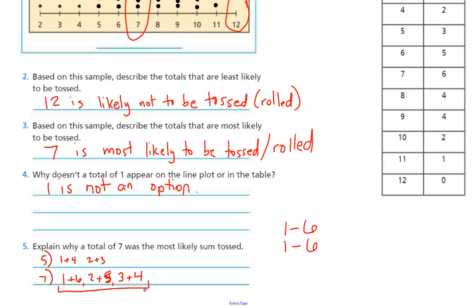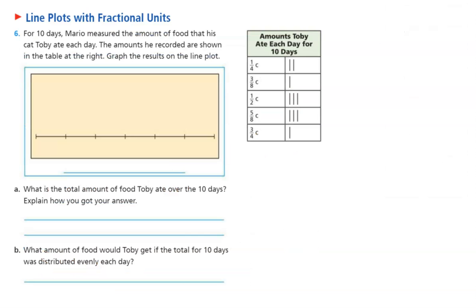So 7, my teacher manual says, because there are more combinations possible that result in the sum of 7, I would expect the sum 7 to occur most often. You don't have to write that all down. But let's go ahead and zoom to number 6. Number 6 is an opportunity for you to do this again with me, and we're going to make another line plot. It says, for 10 days, Mario measured the amount of food that his cat Toby ate each day. The amounts he recorded are shown in the table at the right. Graph the results on the line plot.